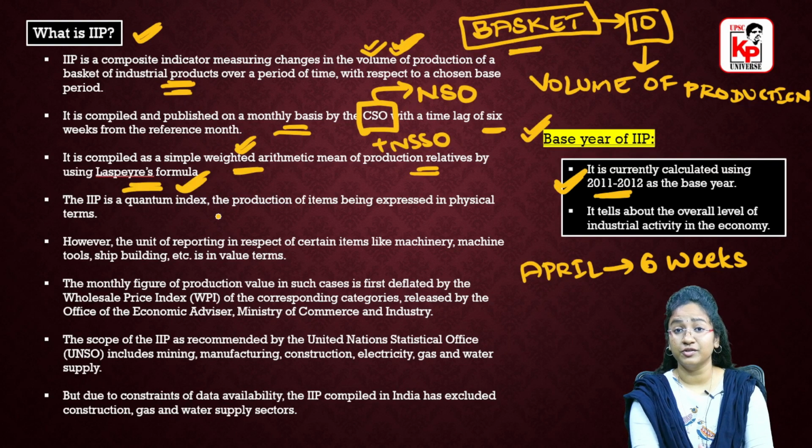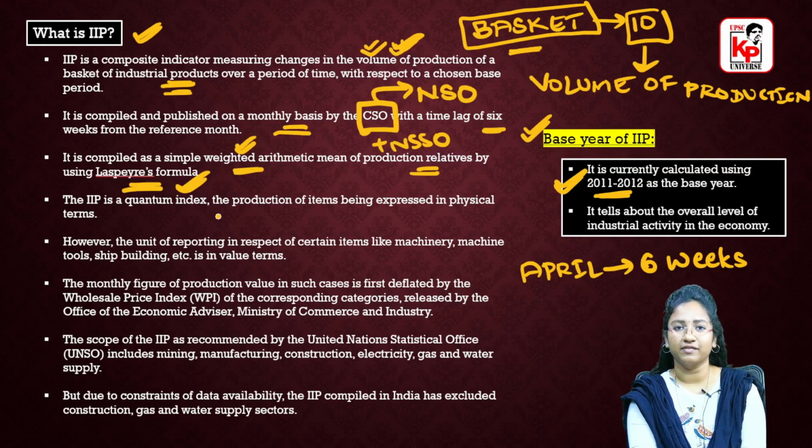As we have discussed already, the Laspeyres formula is one more important point that you have to remember. It compares the consumer price index of the base year with the current year, and in case of IIP, we are considering the volume of production. So how much volume of production has been done in the base year, and how much volume of production of this basket of industrial products has been done in the current year. This would be compared and published on a monthly basis, with a lag of 6 weeks or 1.5 months. So these are the basic details that you have to remember regarding IIP.